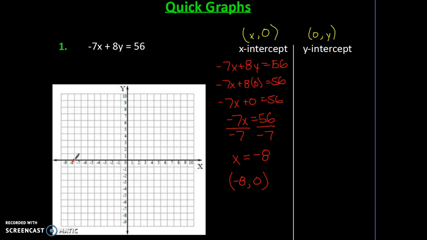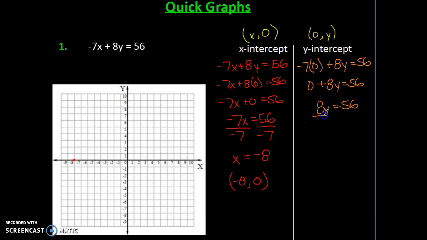So now I need to find the y-intercept. So we will be using the same exact process, except this time we are substituting the 0 in for, yes, I hope you said it, the x. So now I have, using a different color here, negative 7, and I substitute my 0 in for x, plus 8y equals 56. Negative 7 times 0, I know that is always 0. And that is the same thing as writing 8y equals 56.